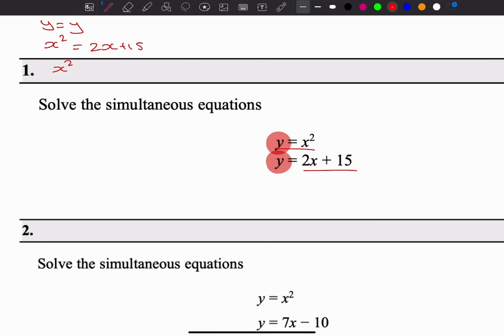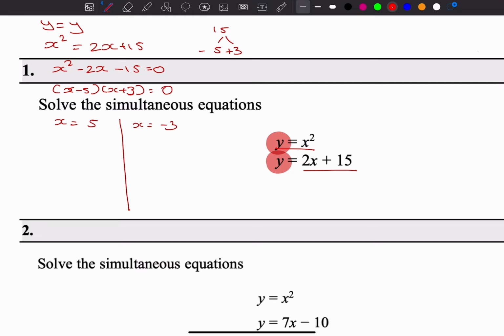Bring it inside to the left hand side. X squared minus 2x minus 15 is equal to 0. Can I divide everything by a number? Not really. Factors of 15 that can make minus 2 is 5 times 3: minus 5 plus 3. So x minus 5, and what is the other one? X plus 3. Now that's equal to 0.